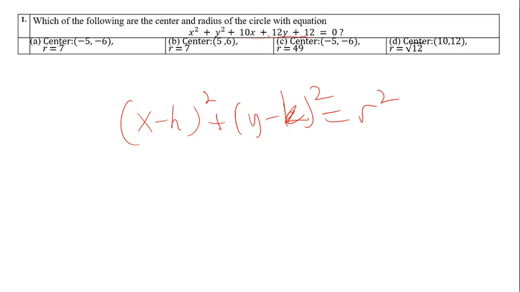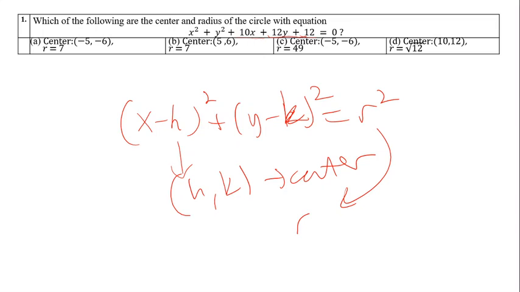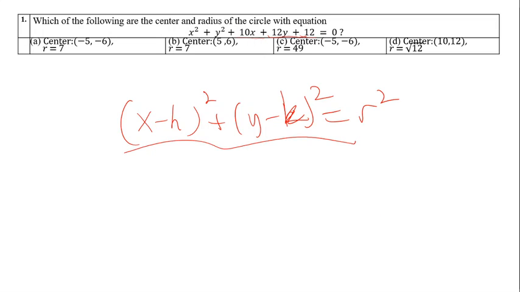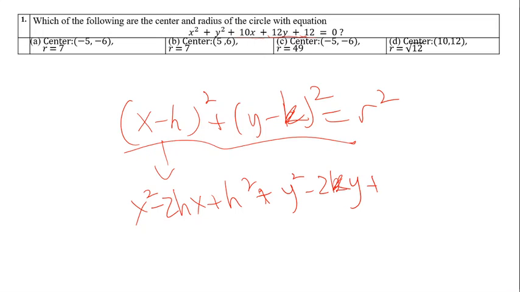When it is given this way, h and k become the center and r is the radius. Now sometimes the equation is given in expanded form. Expanded means that when you expand this, it will be x squared minus 2hx plus h squared, and y squared minus 2ky plus k squared is equal to r squared.